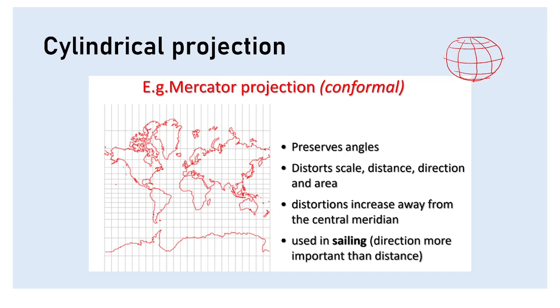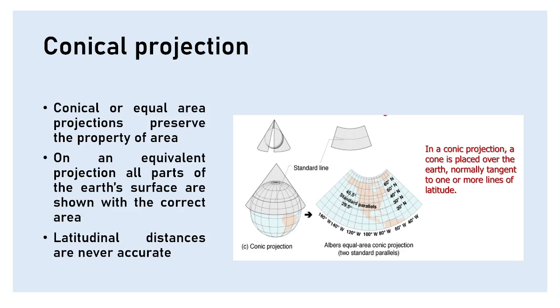And since it preserves the direction, such maps are mostly used in sailing. Somebody who is going on a ship or a boat would prefer a map with the Mercator projection. Then we have the conical projection.